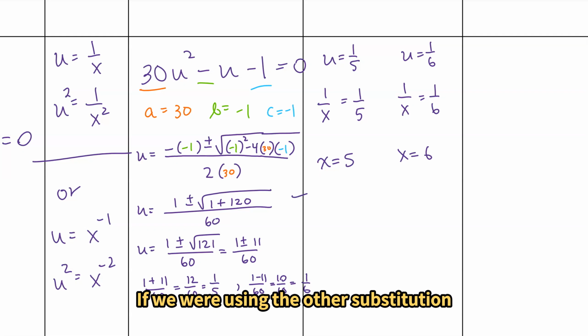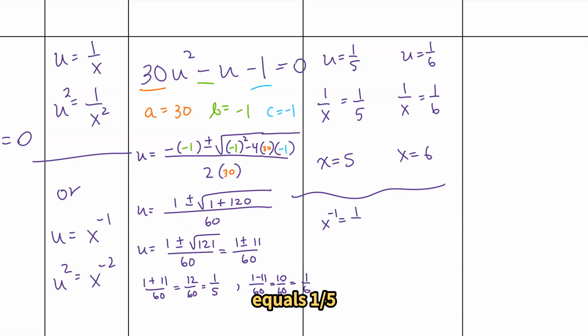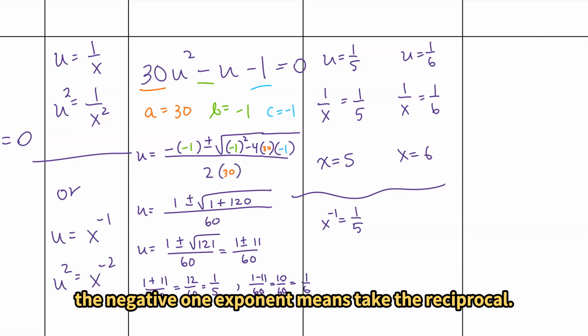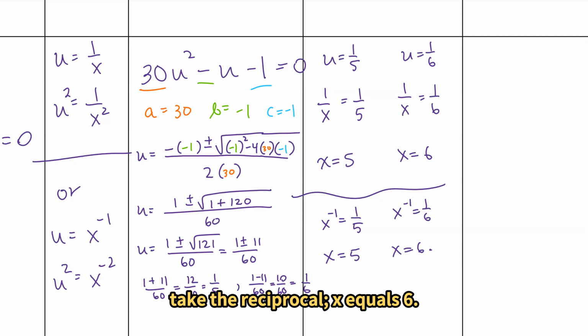If we were using the other substitution with the negative exponents, x to the -1 equals 1/5. The -1 exponent means take the reciprocal, so x would equal 5. And similarly for 1/6, take the reciprocal, x equals 6.